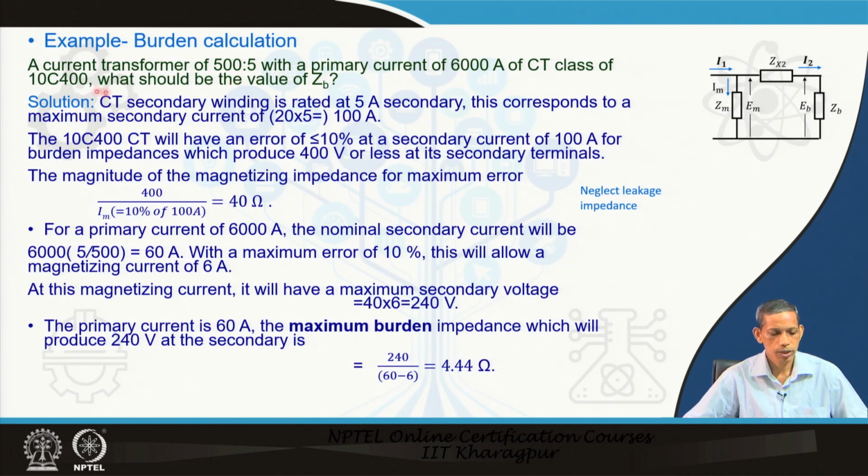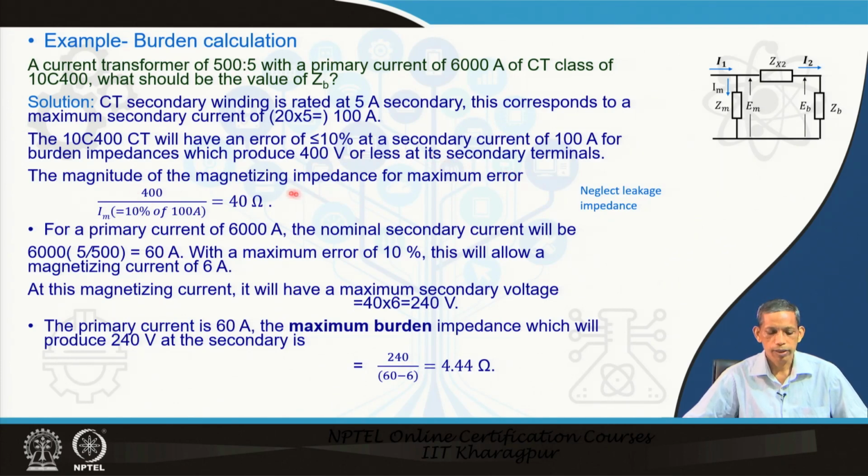This error, as per here, is 10%. So, 10% is the maximum error the CT should have. This CT class should have an error of less than 10% at a secondary current of 100 ampere, for a burden impedance which produces 400 volt. The burden impedance is such that it should have 400 volt maximum or less at its secondary terminal. If it is less, it is good also.